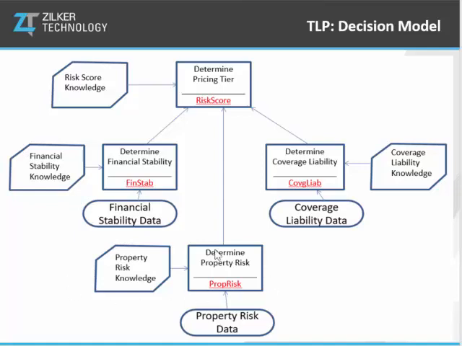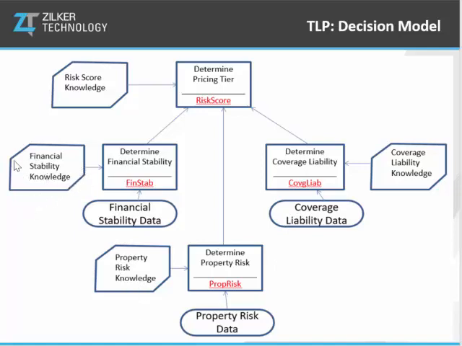And we can see that the three subdecisions, financial stability, determine property risk, and determine coverage liability, all three roll up into the final decision for TLP, which is determine the pricing tier. So it gives you a graphical view of the three subdecisions all rolling up into the final decision. In this view, you can also see that each one of these subdecisions has a box corresponding to the knowledge component, and that's really the rule representation.